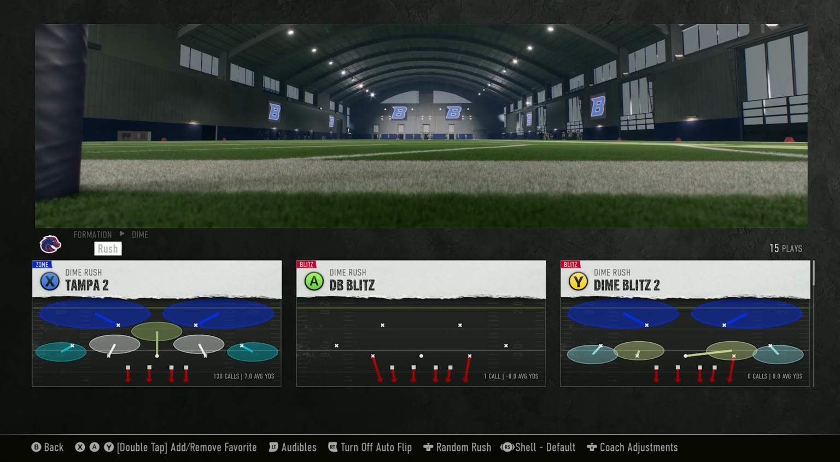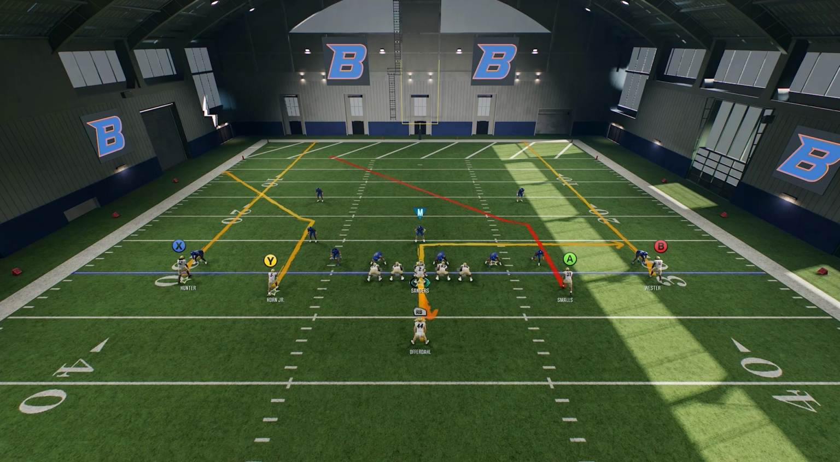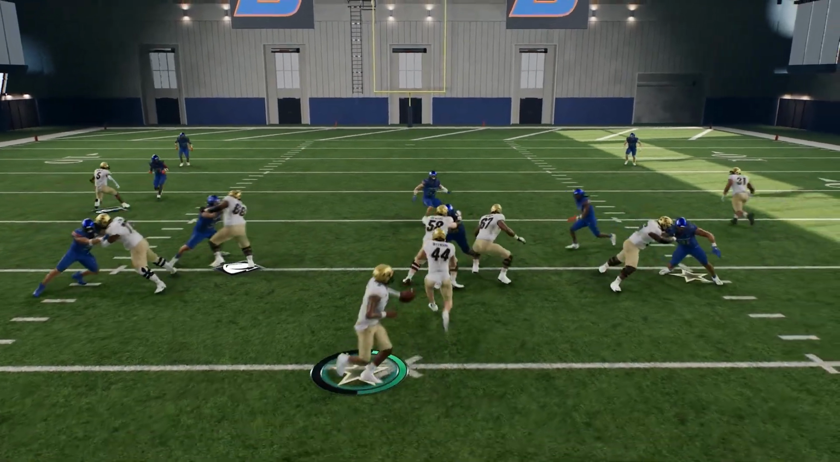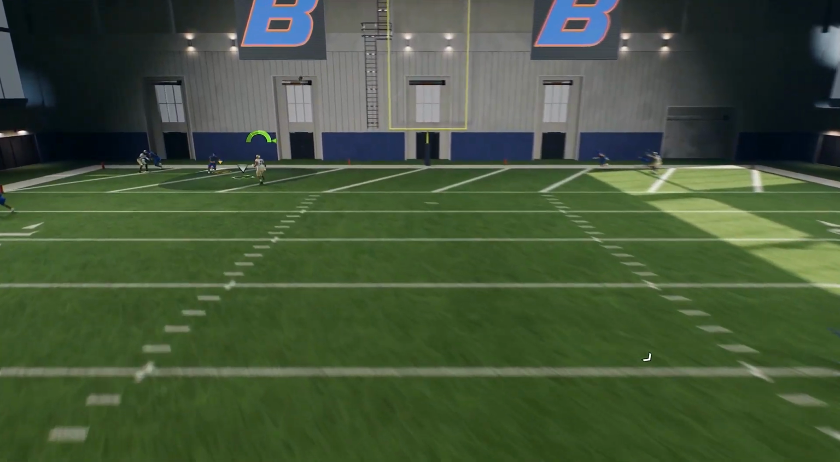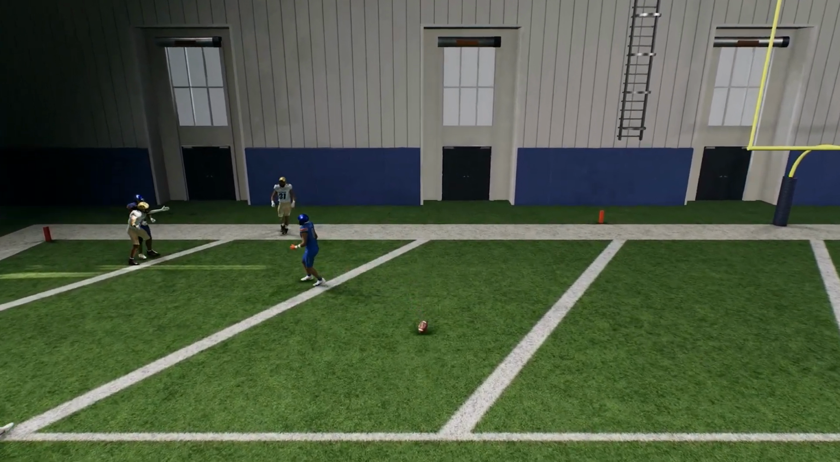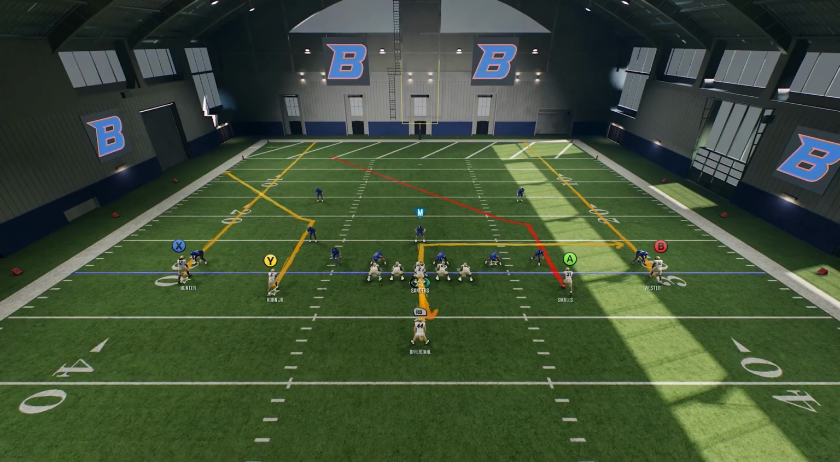So let's pick a different play, I'm gonna pick this dime blitz 2. Yeah, now you're seeing the 2. So certain cover 2 plays, it doesn't seem to work for some strange reason, and I don't know why. Oh gosh, he's wide open. And I almost had it picked because I waited too long to throw that. But anyways, that's what the numbers over the safeties' heads mean.